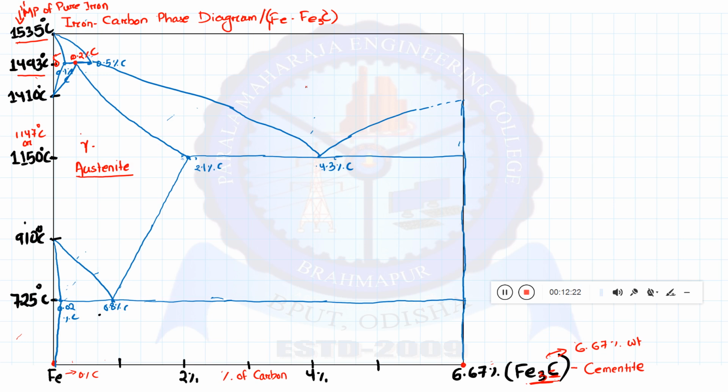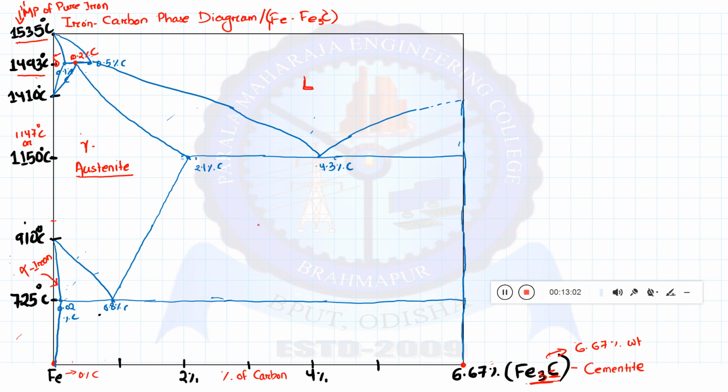Okay, so we know that this part is completely liquid, and here at 725 degrees Celsius, as you can see, this part is basically known as alpha iron or alpha ferrite. This is alpha iron or alpha ferrite. This is delta iron or delta ferrite.